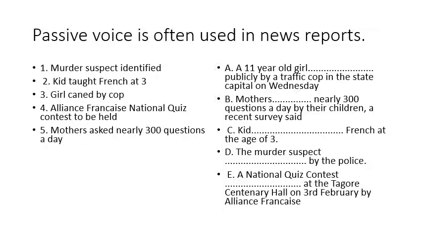Next one, kid taught French at 3. Match number C. Kid dash French at the age of 3. How do you write that sentence? Kid was taught French at the age of 3, or kid is being taught French at the age of 3. Kid is being taught French at the age of 3 because it is happening at the present.